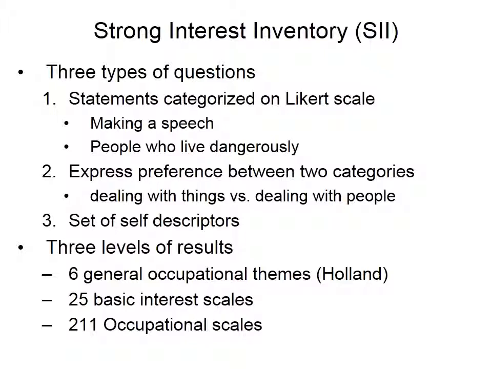So basically, what differentiates the Strong Interest Inventory is there are 3 types of questions. There are statements that are categorized on a Likert scale, and these are specific behaviors that might be encountered on different types of jobs. There's a second set of questions that express preference between 2 categories. So the first set of statements fall much more into that category where you are able to make absolute choices.